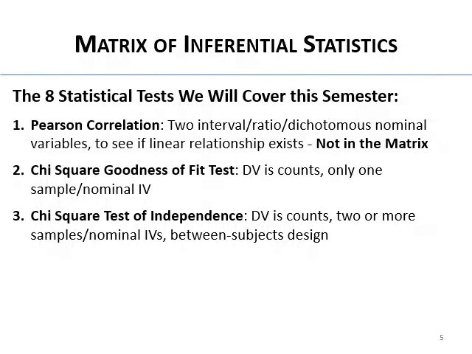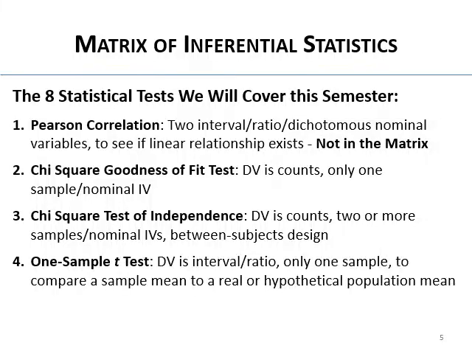Then we have a slightly more complicated chi-square. It's in a couple places in the matrix. It's called the chi-square test of independence. And again, the DV is counts. That's what makes it chi-square. If it's just counts of things, it's chi-square. You just have to figure out which one. The way you do that is: are there 2 or more samples or IVs, or is it just one? If there are 2 or more samples or IVs and you've got a between groups design, it's the chi-square test of independence. If it's only one, it's a goodness of fit.